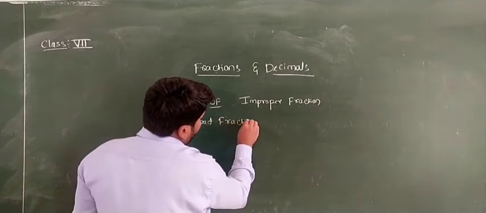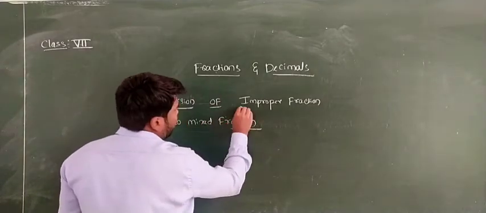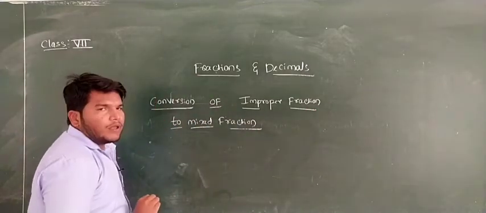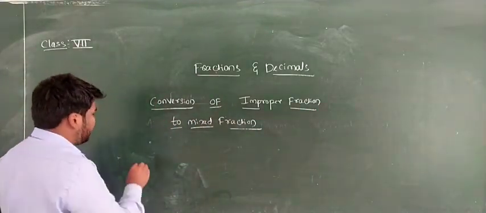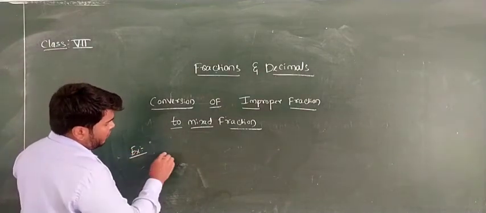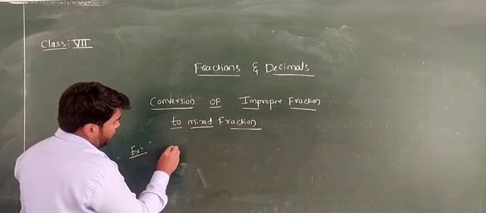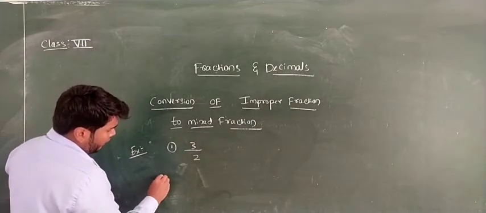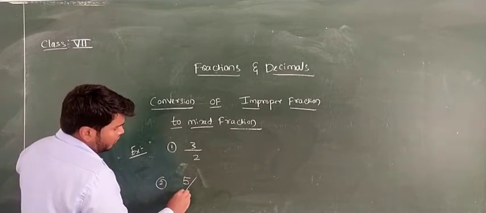So this is a very important definition: conversion of improper fraction to mixed fraction. By example you will come to know. Example number 1 is 3 by 2. The second example is 5 by 3.